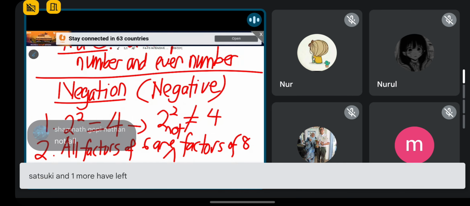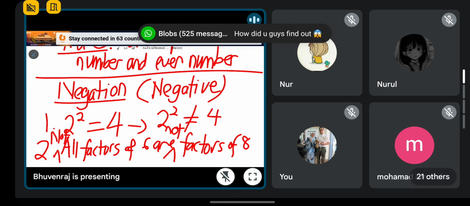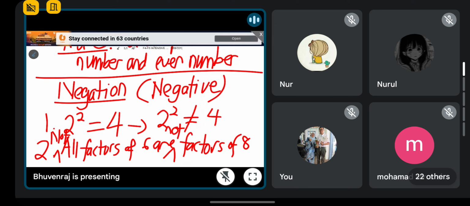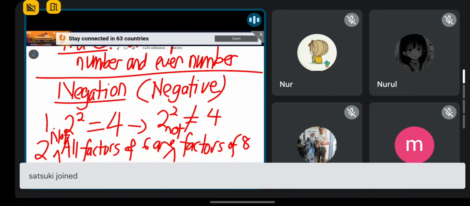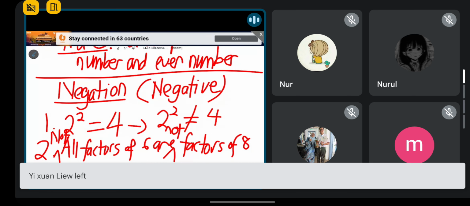Semua faktor bagi 6 adalah faktor 8. Yes, you can also put the not over here guys. This one also accepted. You can say not all factors of 6 are factors of 8. Or all factors of 6 are not factors of 8. Okay, kalau dalam BM semua faktor bagi 6 adalah faktor bagi 8. Jadi penafian dia adalah semua faktor bagi 6 bukan faktor bagi 8 lah. Okay, atau kamu boleh mula bukan semua faktor bagi 6 adalah faktor bagi 8.